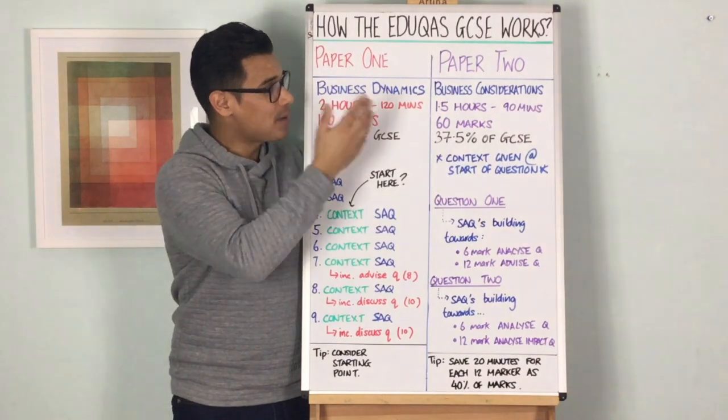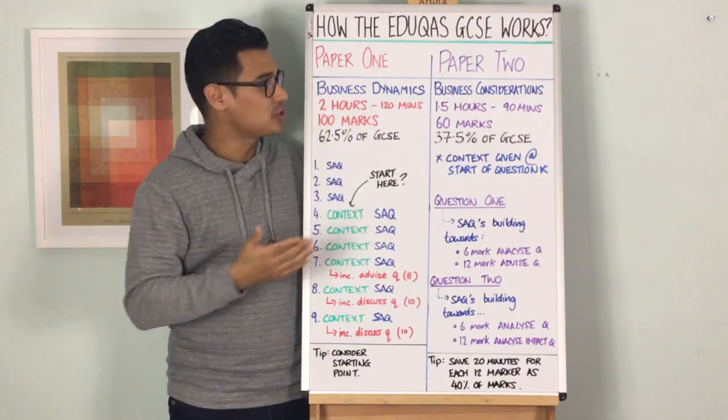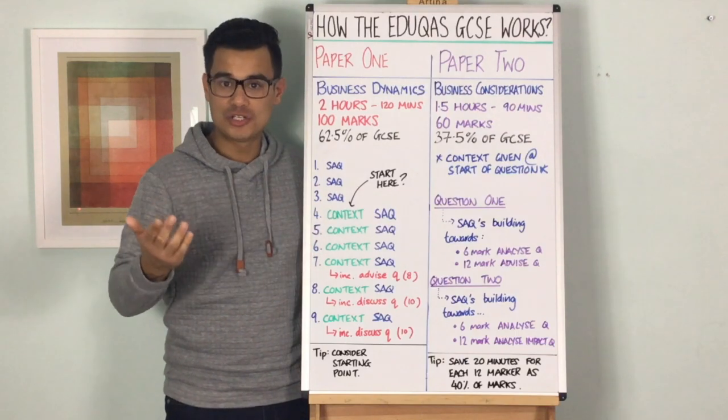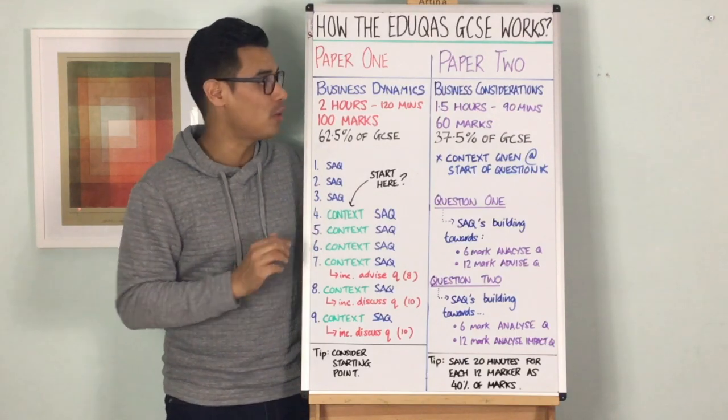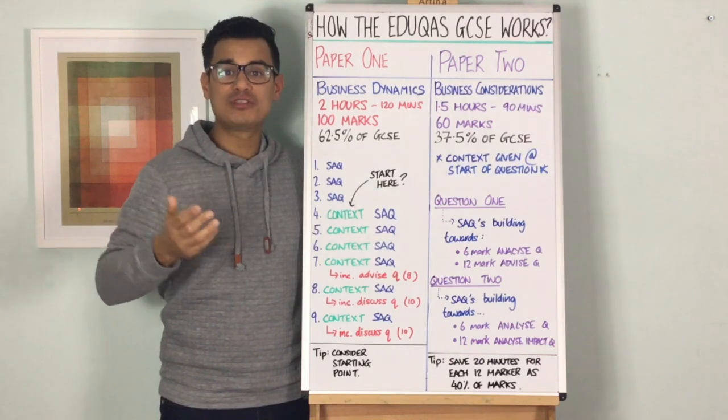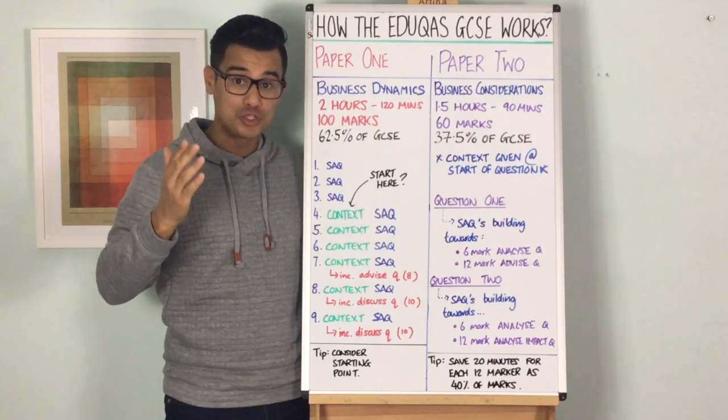Paper 2 is called Business Considerations. It's 1.5 hours long, so 90 minutes, and therefore shorter than paper 1. 60 marks on offer, so therefore it is 37.5% of your GCSE.